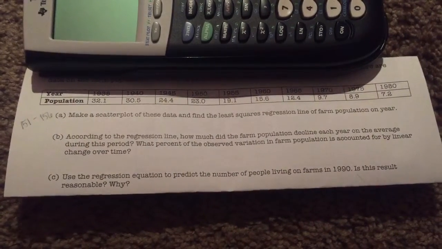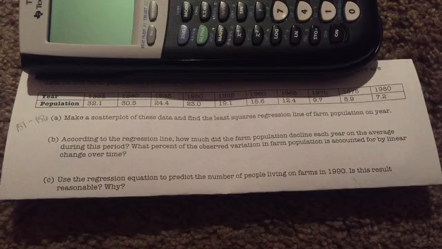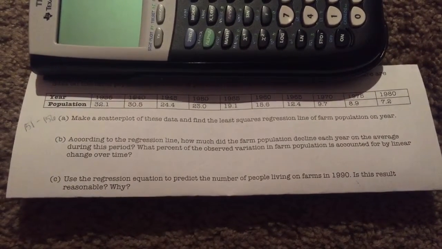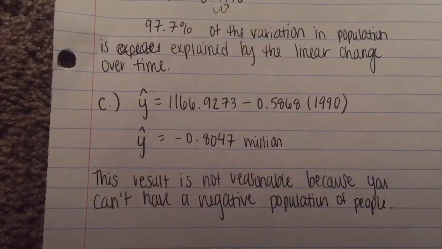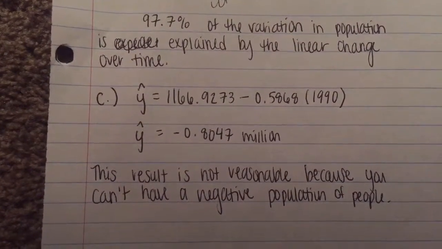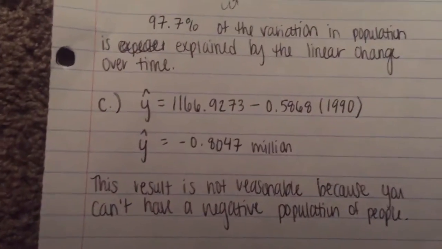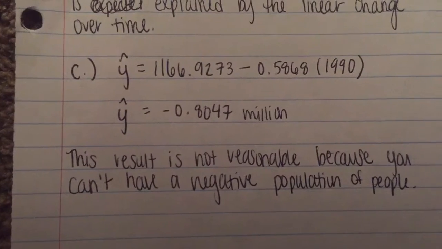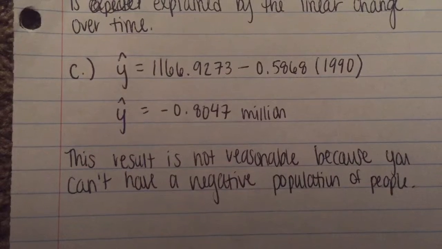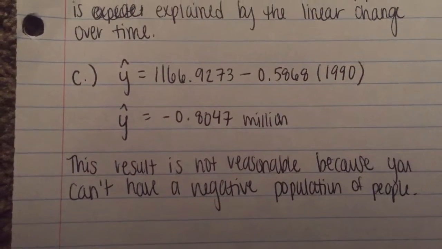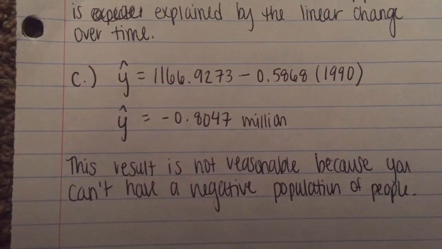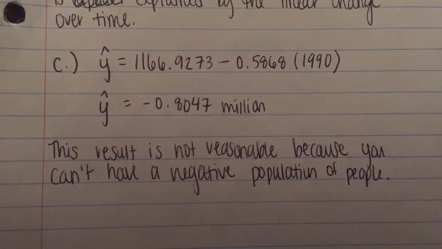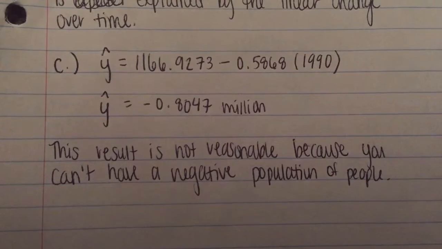Part C asks, use the regression equation to predict the number of people living on farms in 1990. Is the result reasonable? Why? To predict the number of people living on farms in 1990, you take your equation and put 1990 in for x. After you plug 1990 in, you solve your equation and you get negative 0.80447 million. This result is not reasonable because you can't have a negative population of people on the farm.